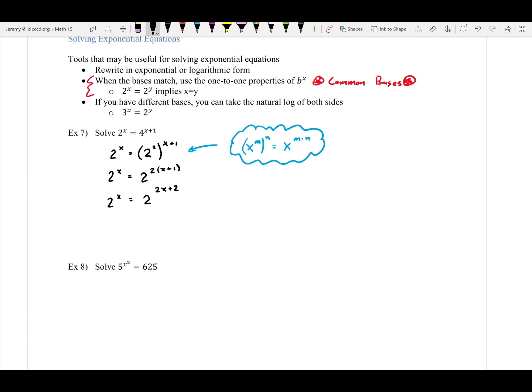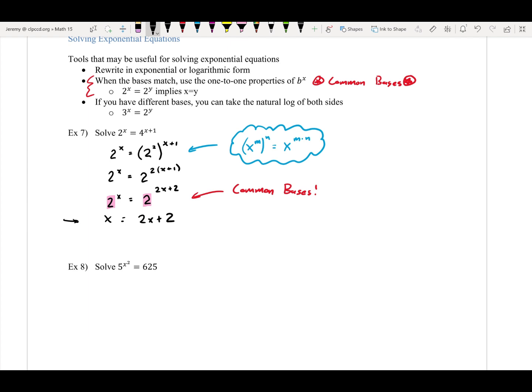And now, the great news is we have common bases. Okay, this is always great news. We have common bases of 2. So what I can do now is I can just drop those bases and just set the exponents equal to each other. So now I can rewrite this equation as just x is equal to 2x plus 2.